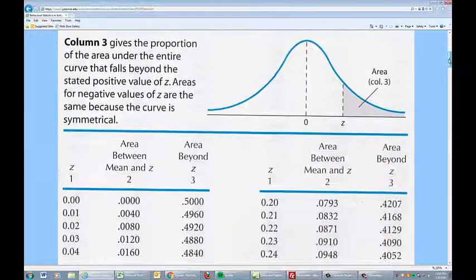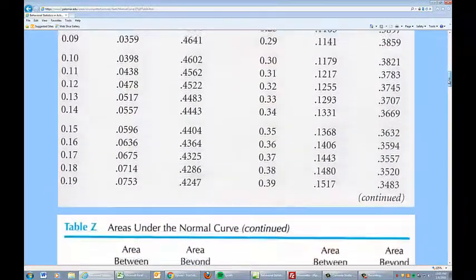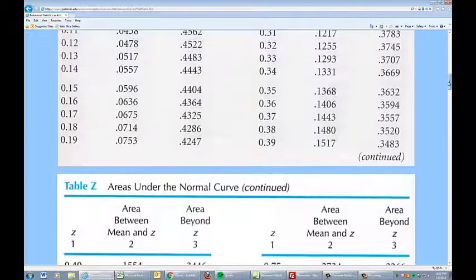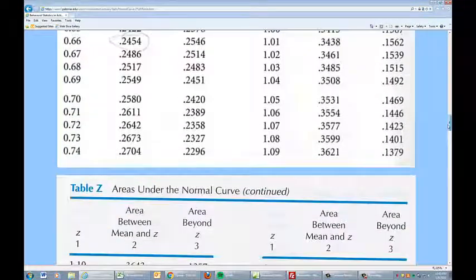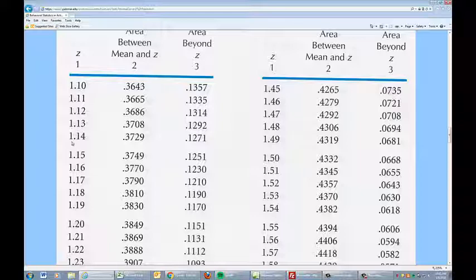I bet that 0.36 should come up first. There it is right there. Okay, we need the column 2, so we got to write this down. 0.1406, that's the column 2 value. And then we need the 1.14 value. See if we can find that. There it is right there. And there's the column 2 value, 0.3729.